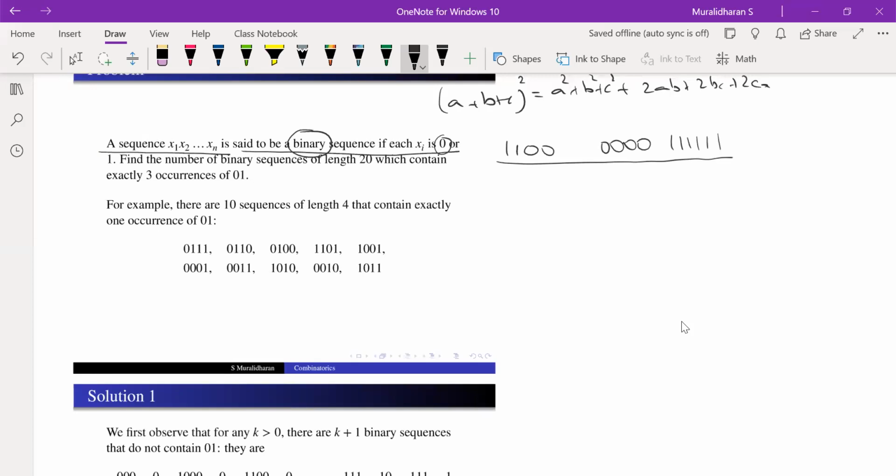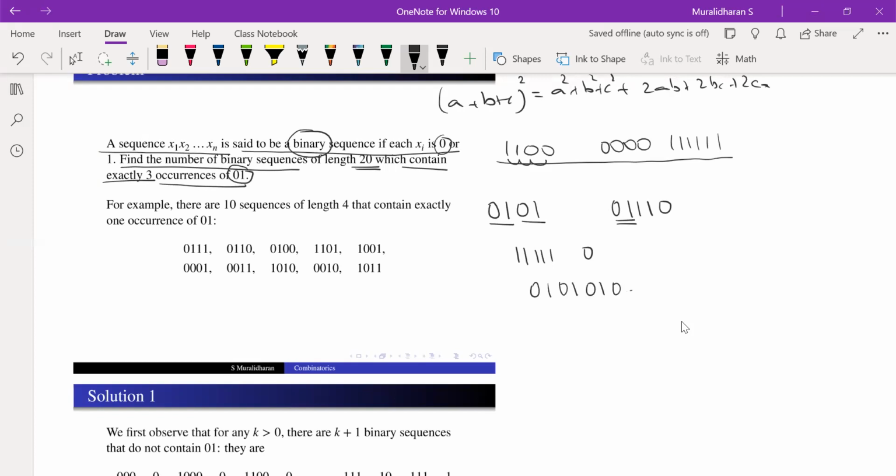I want to find the number of binary sequences of length 20, so there are 20 symbols here, which contain exactly 3 occurrences of 0, 1. So for instance, the sequence 0, 1, 0, 1 contains 2 occurrences of 0, 1. If you look at 0, 1, 1, 1, 0, this contains only 1 occurrence. And 1, 1, 1, 1, 1 has 0 occurrences.